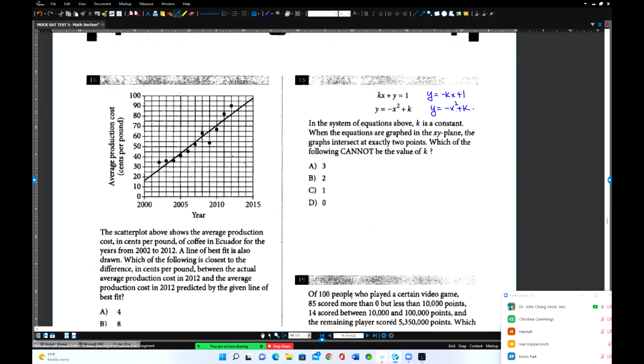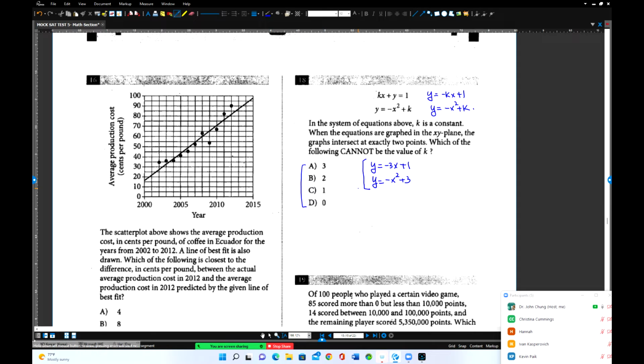This one is a little hard. Maybe there's a different value over here. You can use this value. When k equals 3, what happened? The two graphs are how much? One is y equals -3x plus 1. The other one is y equals what? -x squared plus 3, right?